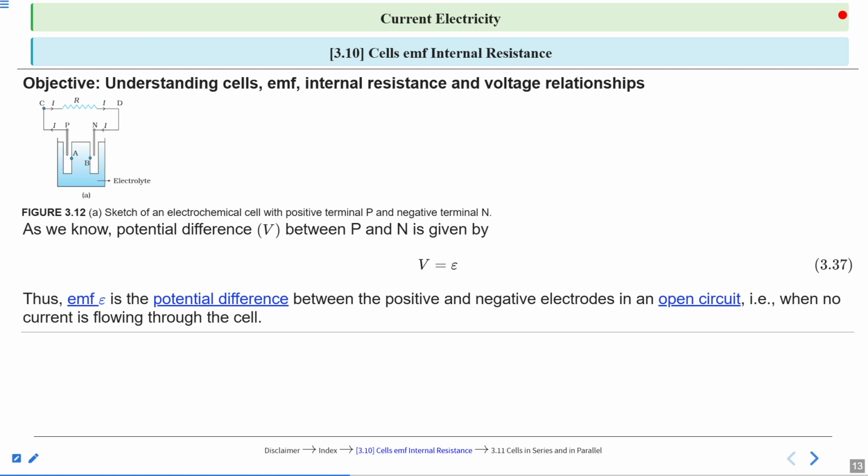EMF E is the potential difference between the positive and negative electrodes in an open circuit. What is an open circuit? That is when no current is flowing through the cell. When there is no current in the circuit, the circuit is called an open circuit. We have connected the resistor R, which is infinite. We have considered the condition that R is infinite. Then if R is infinite, the current will be zero in the circuit. So EMF is the potential difference between the positive and negative electrodes in an open circuit when no current is flowing through the cell.